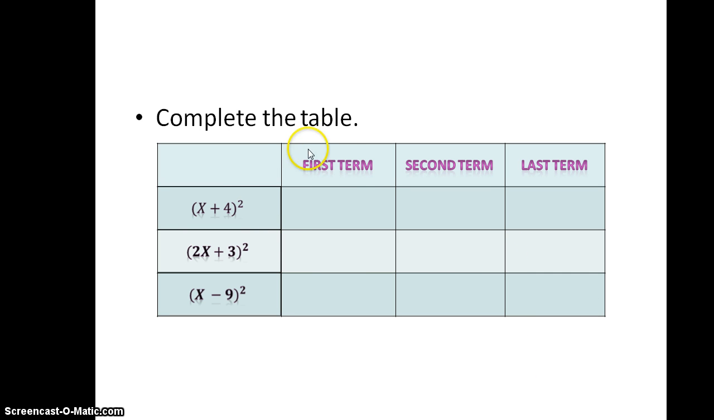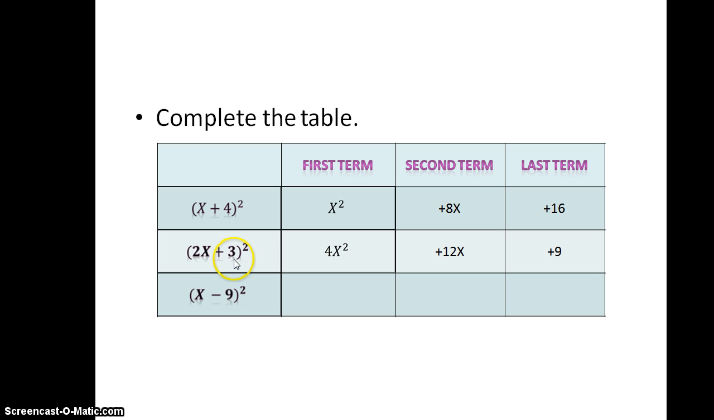So, I want you to complete the table now. First term, what do we have? So, (x plus 4) squared, the first term is x squared. The second term is 8x. And the last term is 16.